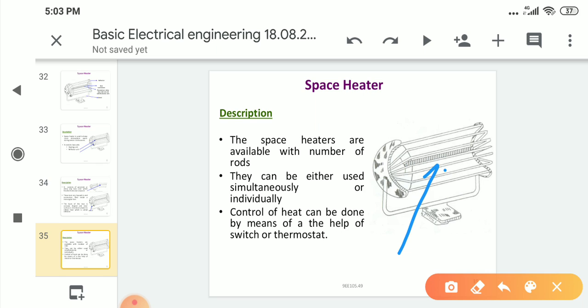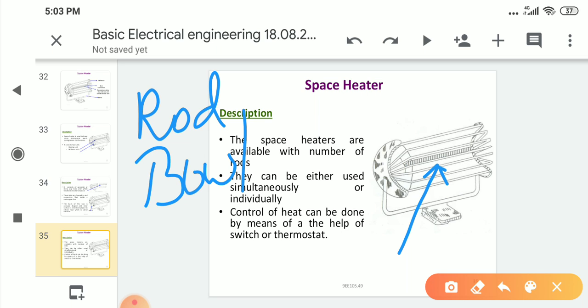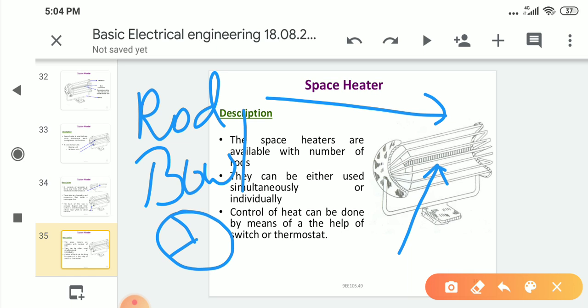This is the nichrome, and it is wound on a ceramic tube. Two types are available, the rod type and the bowl type. Only the shapes are different. This is of rod type. The bowl type is like a table fan structure. This type of shape is there.